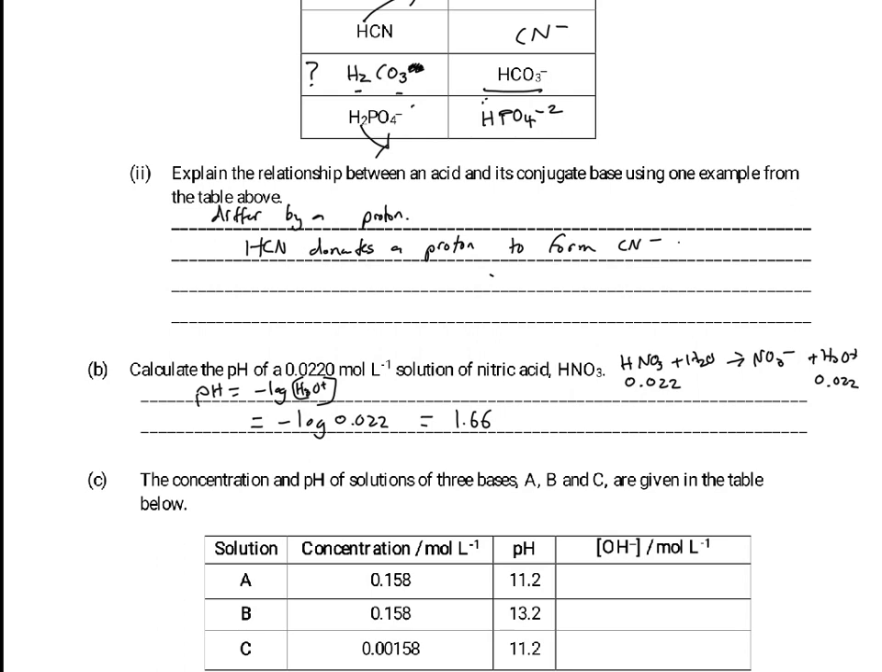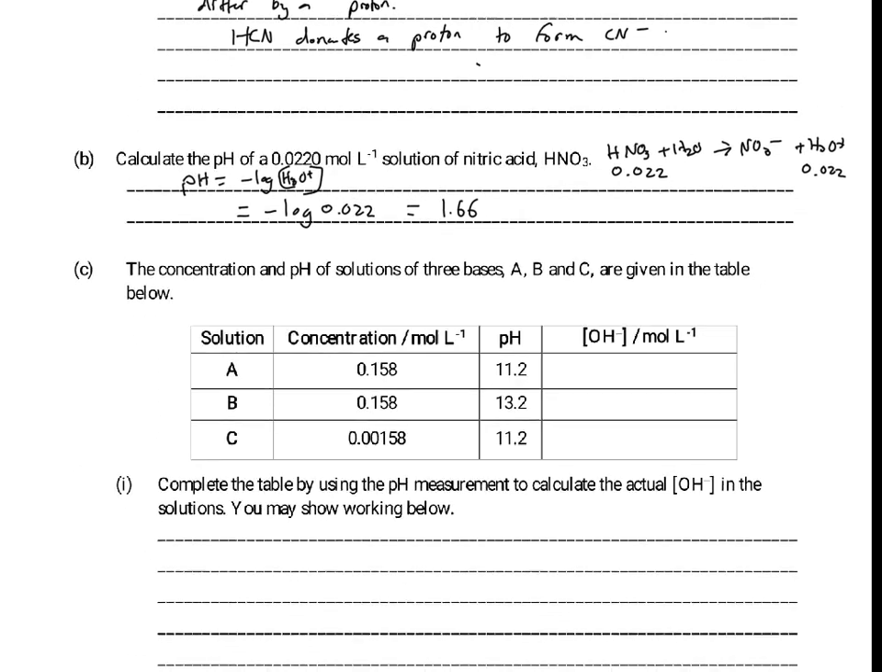The reason why we can't work out pHs of weak acids this way is because weak acids don't fully dissociate. So even if you're given the concentration of the acid, you don't actually know how much hydronium ion there is.